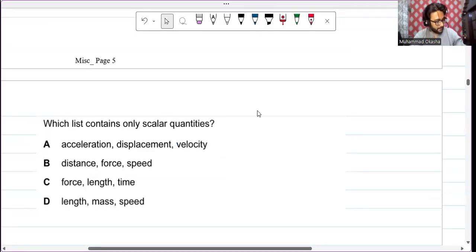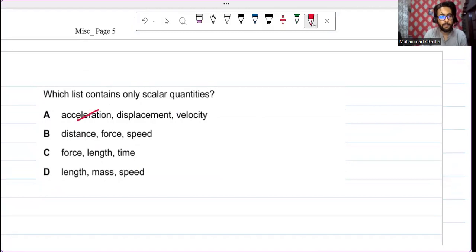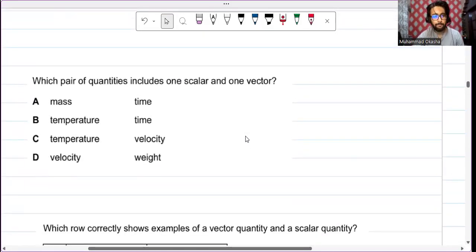Which list contains only scalar quantities? In the first list, you have acceleration as a vector quantity. I'll cross out A. In the second list, force is a vector quantity. Because we're only looking for scalar quantities, I'll cross out B. Force again is a vector quantity, so I'll cross out C as well. Length, mass, speed, all of them are vector quantity. Sorry, all of them are scalar quantities. So D would be your answer.